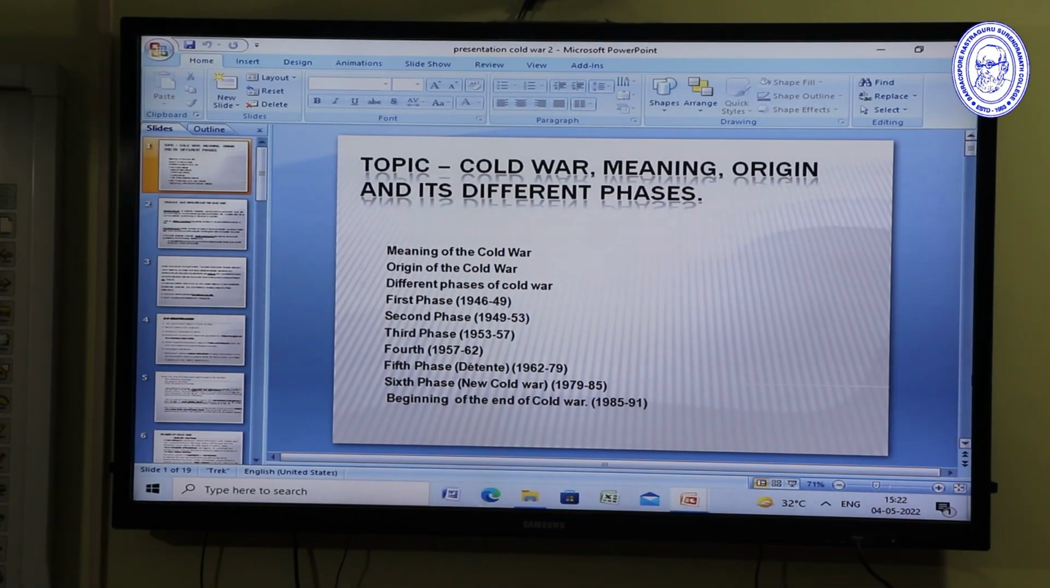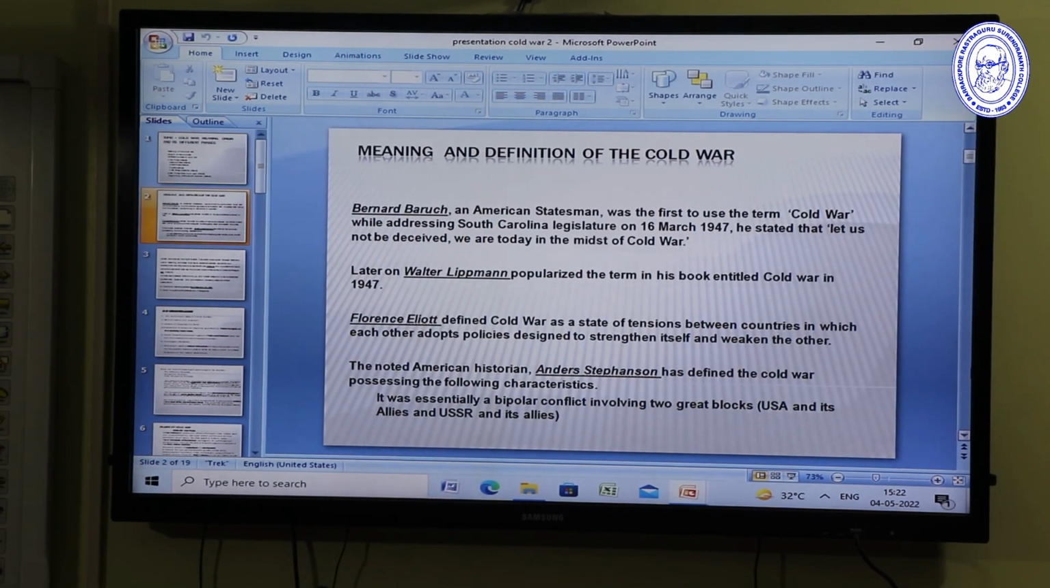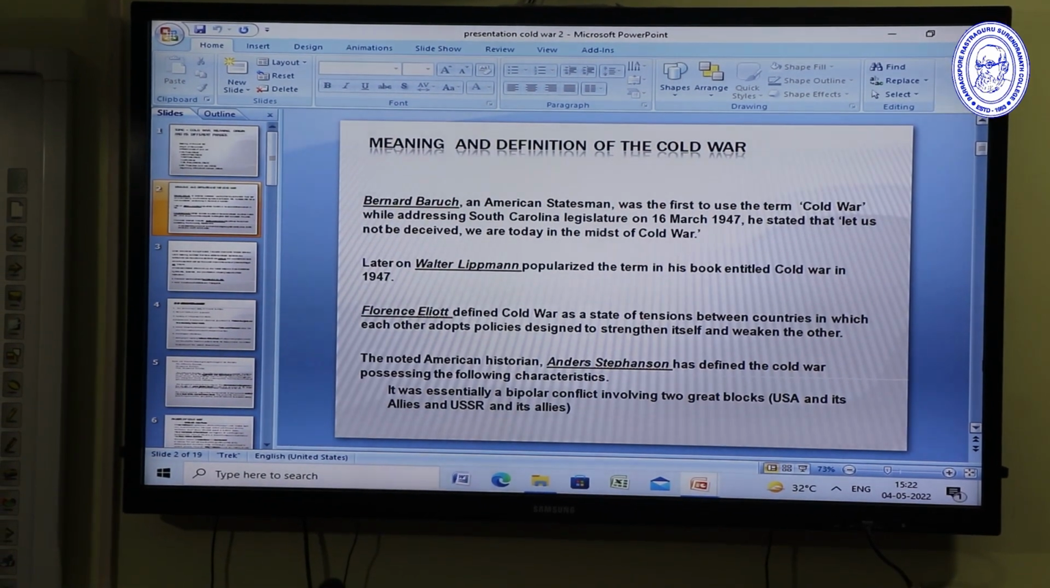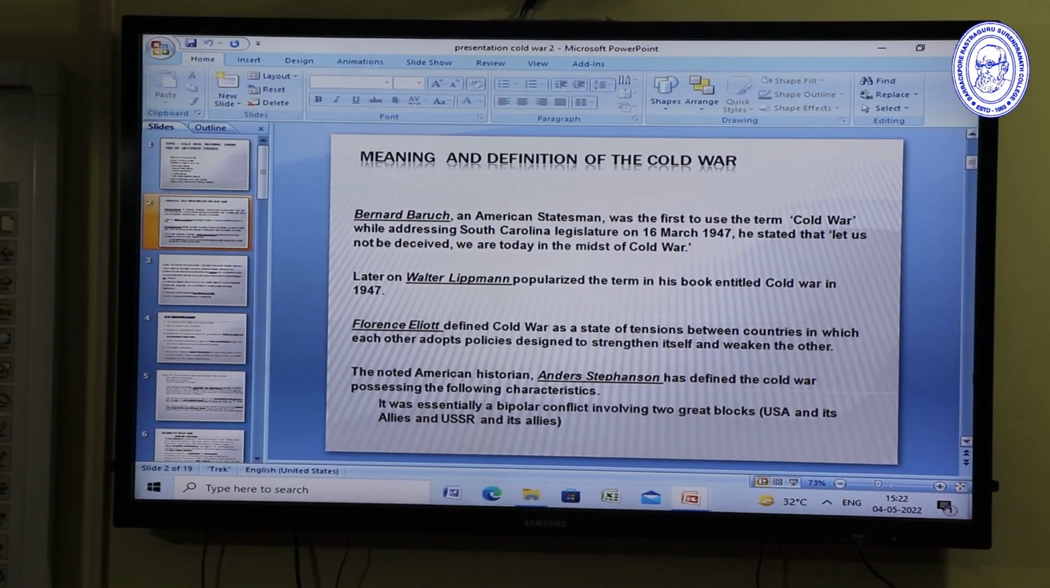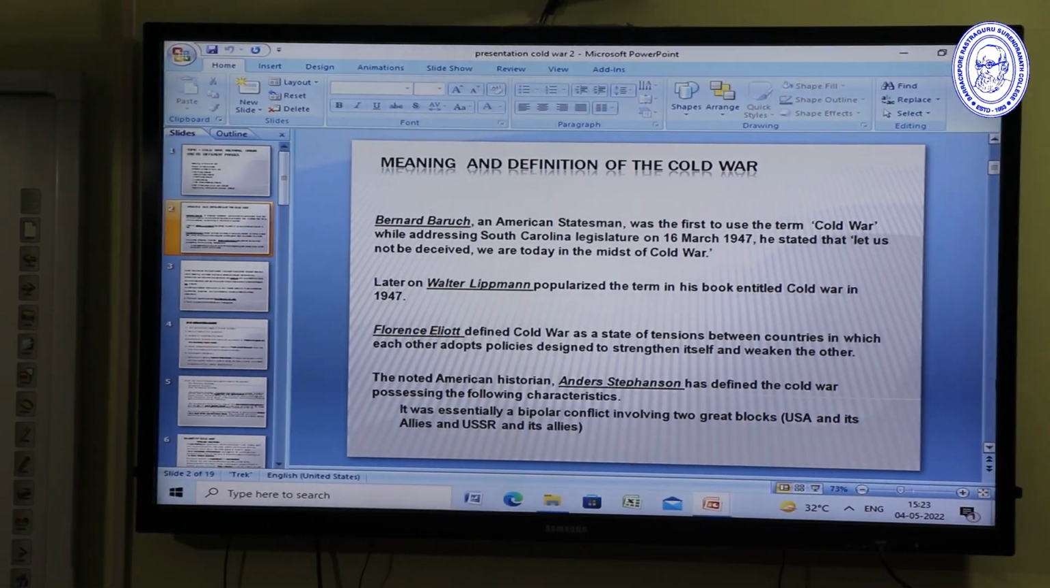All right. So let us come to the meaning and the definitional part of the Cold War. This one is the meaning and the definition of the Cold War. If you look at the term itself, Cold War, it was for the first time used by an American statesman, Bernard Baruch, on 16th March 1947, wherein he said, "Let us not be deceived. We are today in the midst of a Cold War."